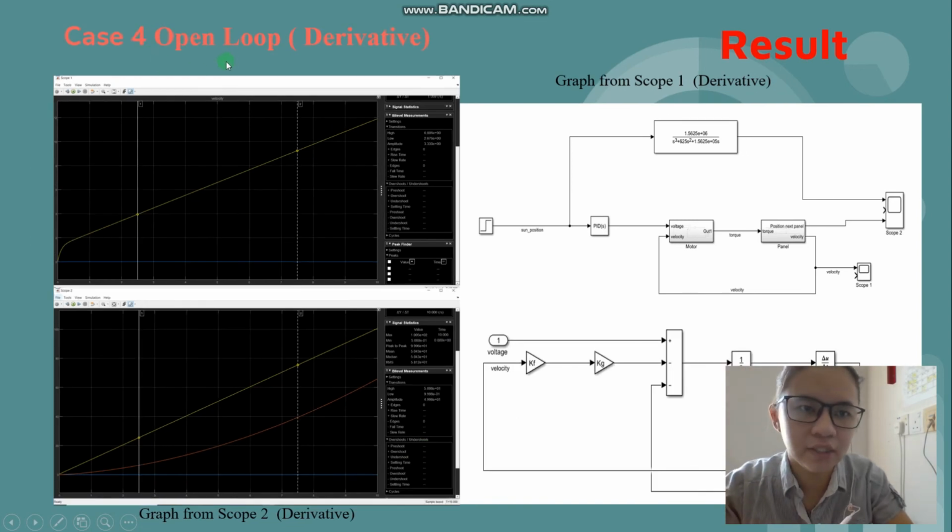Case 4 is open loop with derivative. Now the open loop has a derivative here. The pre-shoot, overshoot and undershoot are also the same, there is no value here from scope 1 and scope 2.